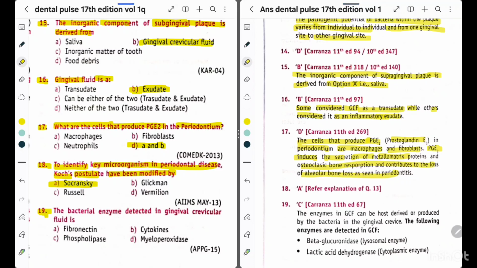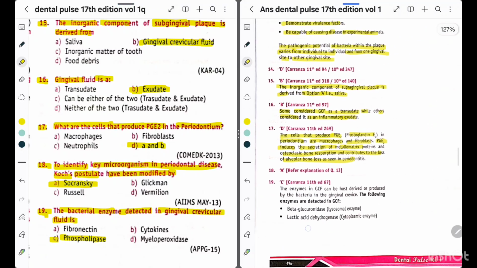Question 19. The last question of this chapter. The bacterial enzyme detected in gingival crevicular fluid is option A fibronectin, option B cytokines, option C phospholipase, option D myeloperoxidase. So the answer is option C phospholipase.